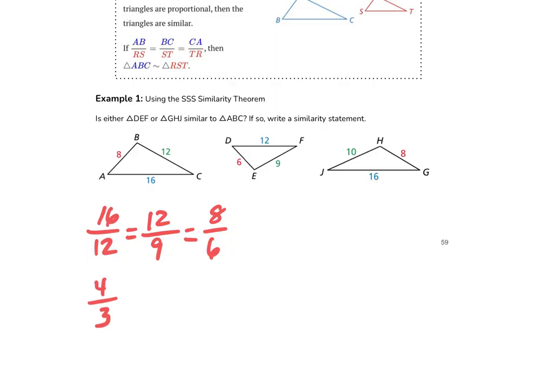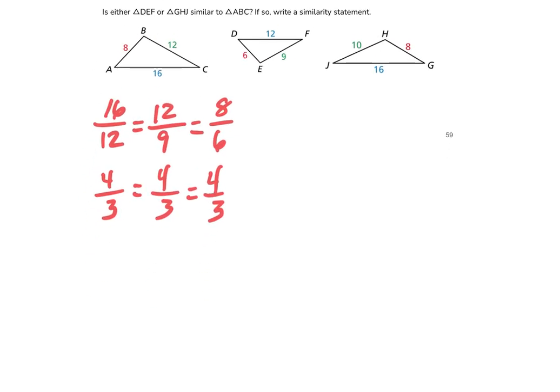Okay, then we're going to do 12 over 9. Out of 12 and 9, what GCF can I take out? 3. So I'm going to take 3 out. And finally, 8 over 6, what can I take out? 2. So we would say, yes, these are all the same.